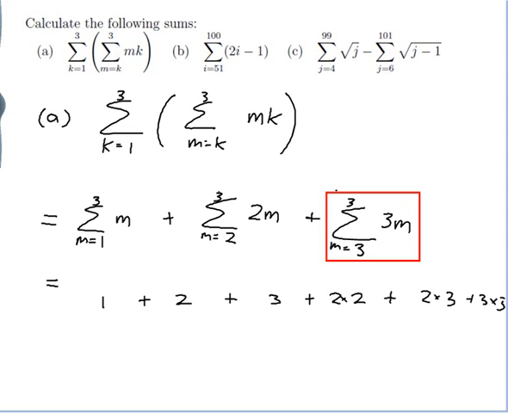So we add up all of those things, and that's the answer. So 1 plus 2 plus 3 is 6, plus 2 times 2, which is 4, so we're at 10, plus 2 times 3, which is 6, so we're at 16, plus 3 times 3, which is 9, so we're at 25. So this is equal to 25.